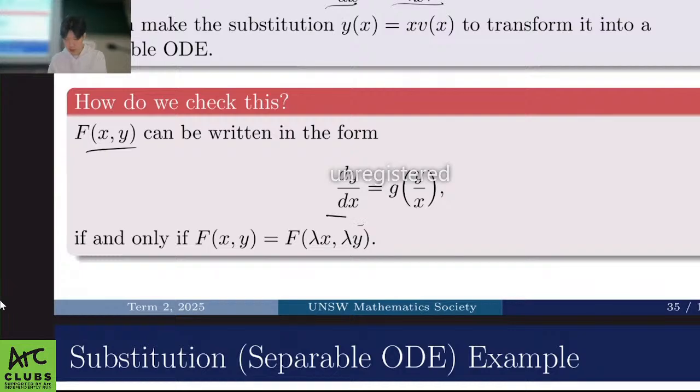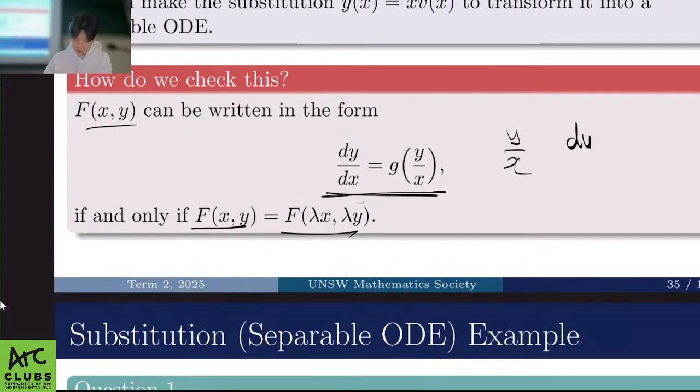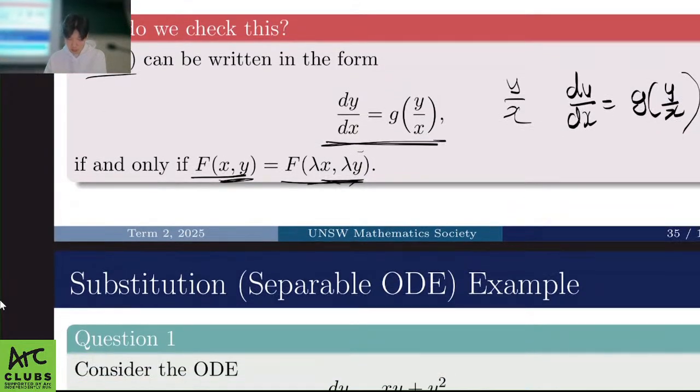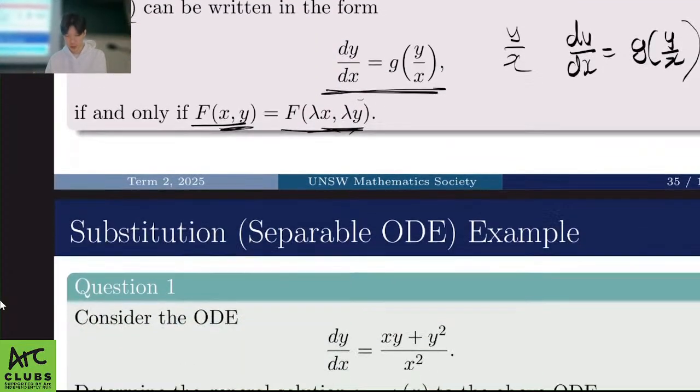f(x,y) can be written in this form, composed of y on x, if and only if f(x,y) equals f(λx,λy). What this means is, since dy/dx is a function of the ratio between y and x, it only works if f(x,y) and f(λx,λy) are the same, because we're only talking about the ratio between y and x here.